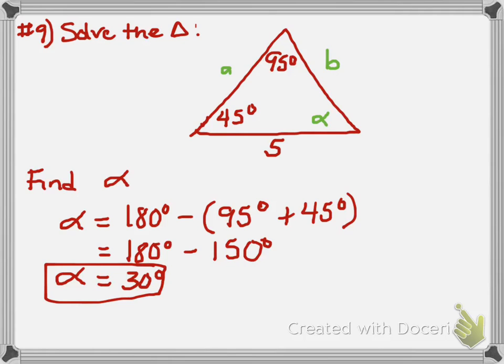Alpha is equal to 180 minus the sum of beta plus gamma, which is 95 degrees plus 45 degrees. 95 plus 45 is 150. So 180 minus 150 degrees is 30 degrees. So the angle alpha is equal to 30 degrees.